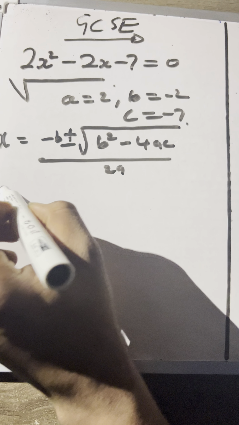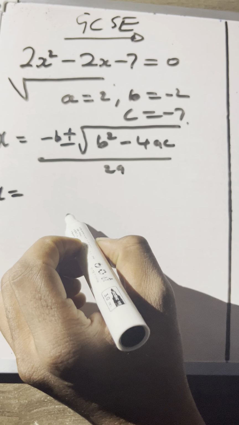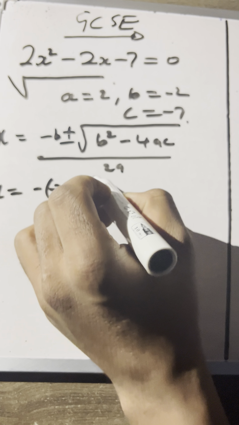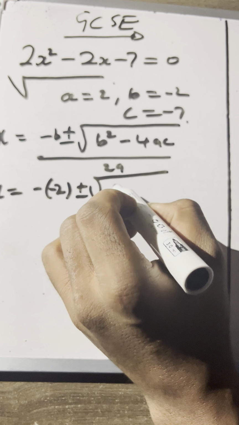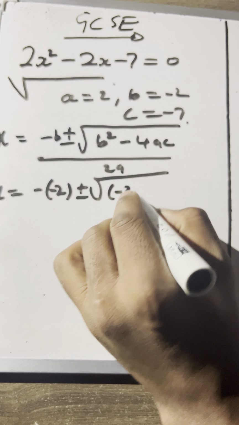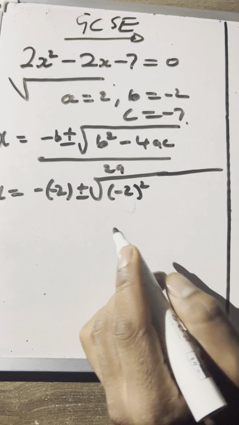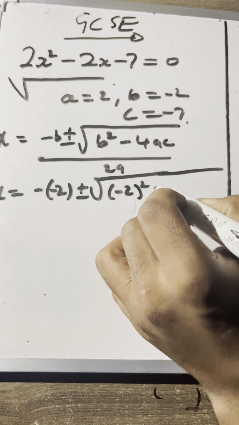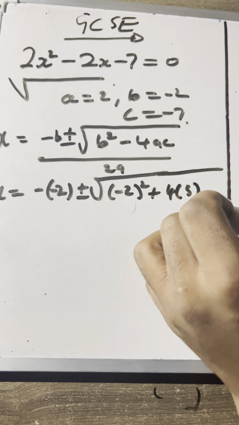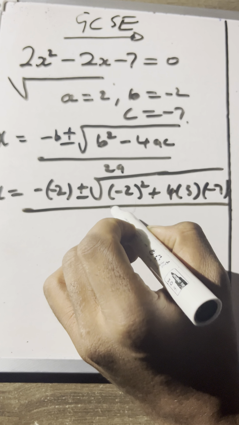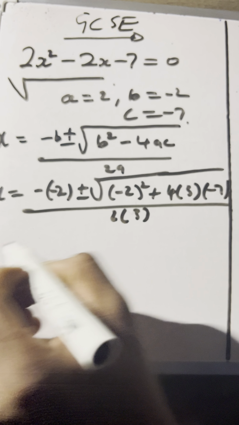Now we say x is equal to minus minus 2, plus or minus the square root of minus 2 squared plus 4 times 2 times 7, all divided by 2 times 2.